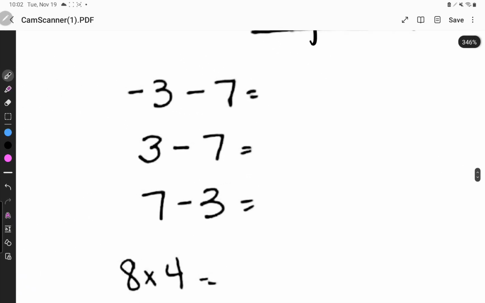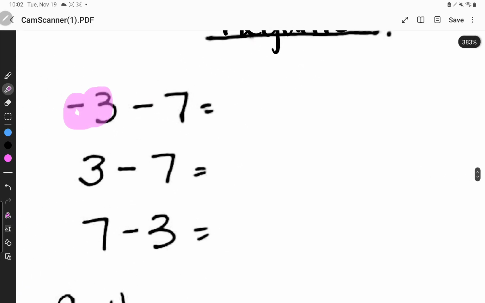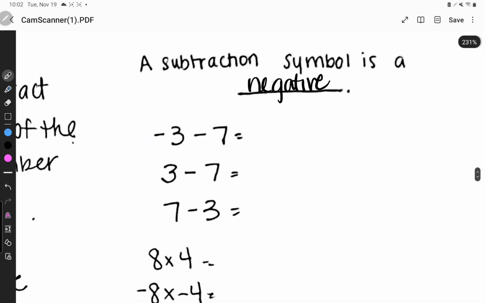So when I take a look at my first example right here, this is -3 and -7. Those are same signs. Same signs add. 3 plus 7 is 10. And then I keep the sign of the bigger number. 7 is negative, so 10 is negative.